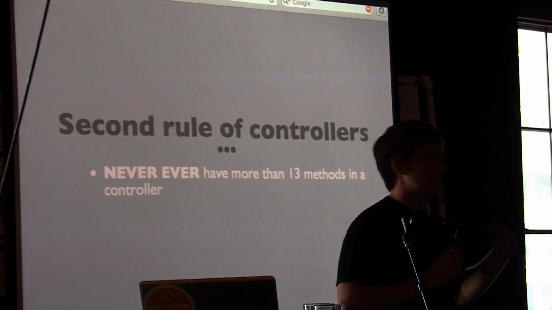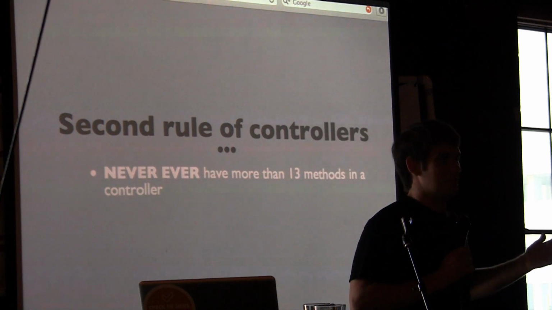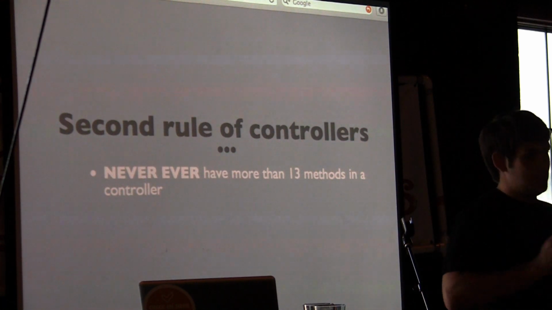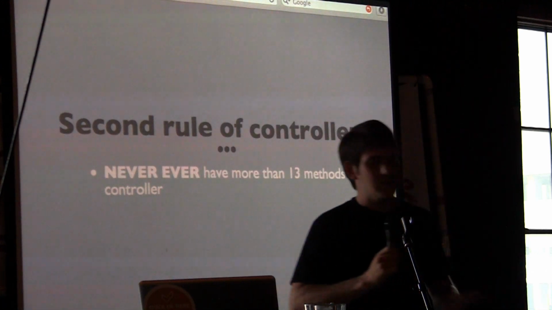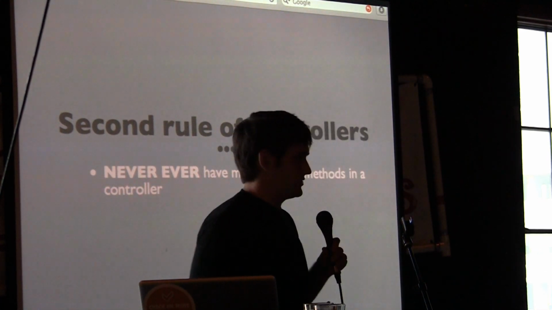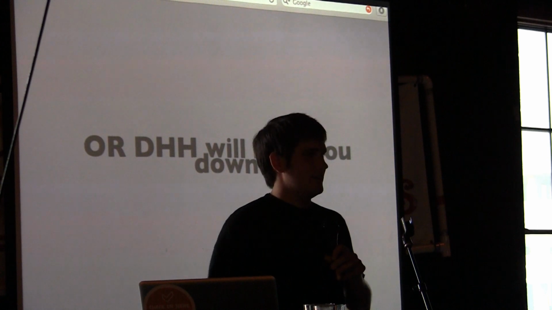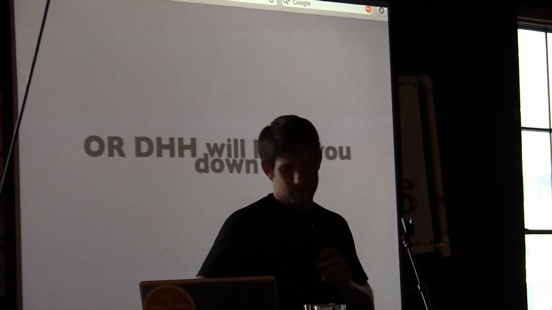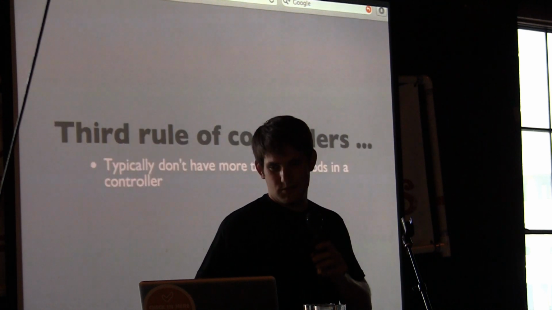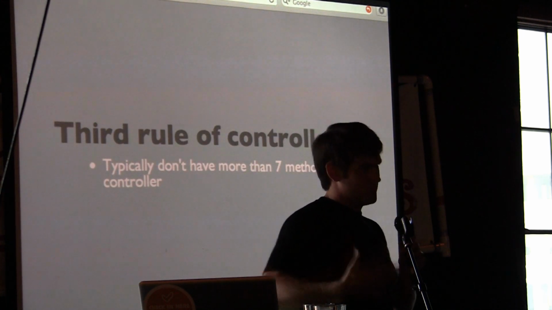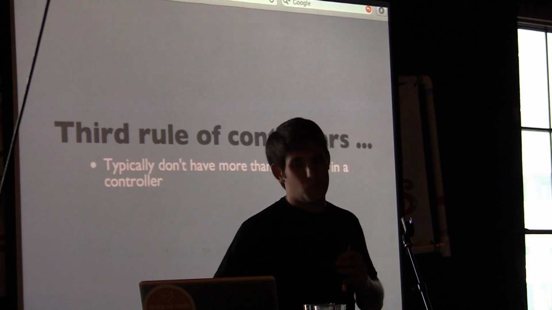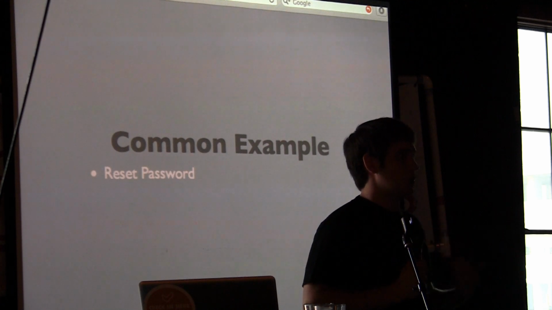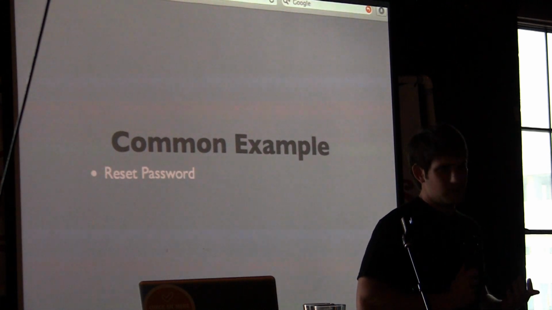And the number 13 is kind of arbitrary. It can be some arbitrary number that you want to pick. Maybe it's 15, maybe it's 11, maybe it's 8. You know, it's just not too many. I think DHH said 13. So if you go over DHH's number, then he will hunt you down because he wrote Rails. So the third rule of controllers is typically don't have more than 7 methods. You really need a good reason if you're going to have more than 7 methods.